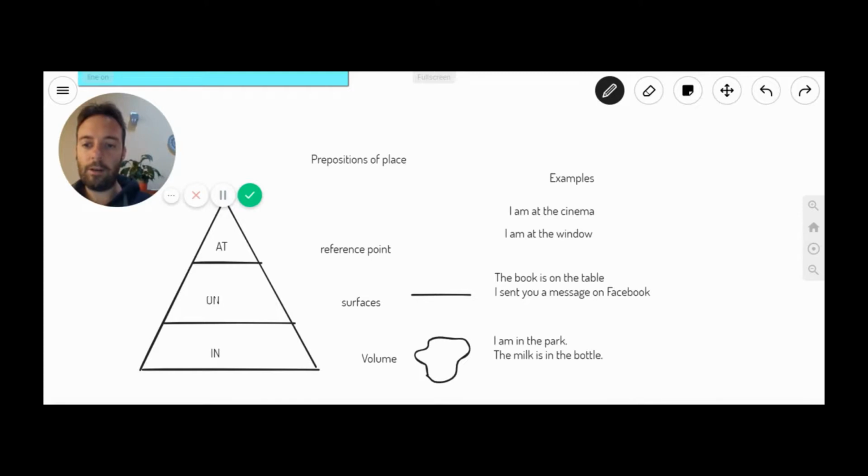We also have "on", which we use for surfaces. The most common example could be the book is on the table. The table is a surface.